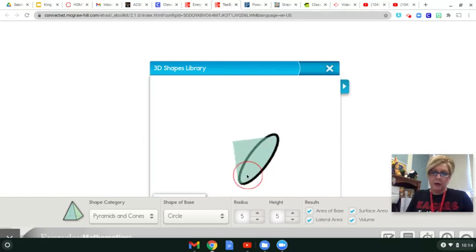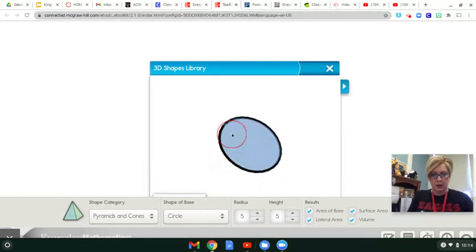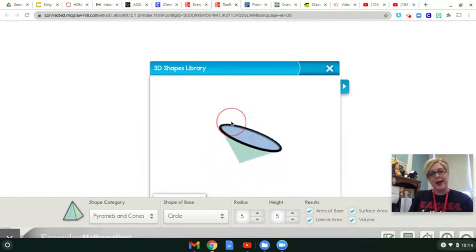A cone is another three-dimensional shape. Think about an ice cream cone. If I were to turn this around, I don't know if I can get it all the way around. Maybe I can. Like that, I guess. It kind of resembles an ice cream cone, and it's just called a cone in geometry.